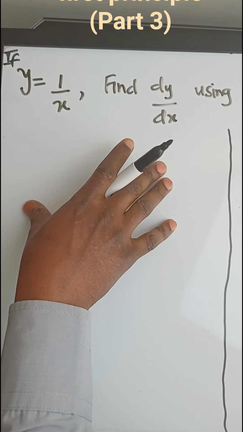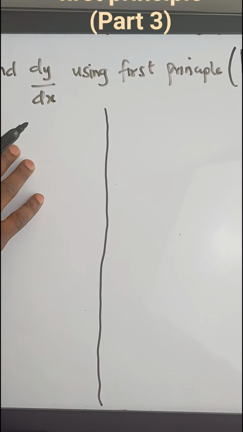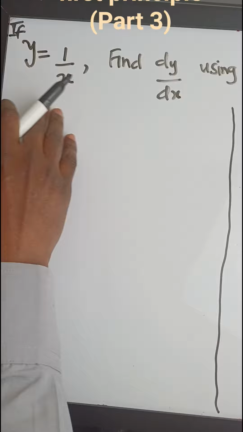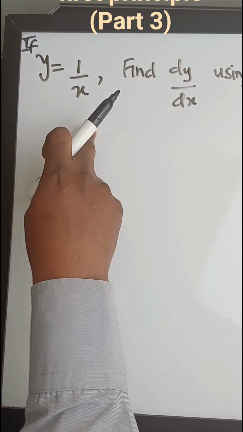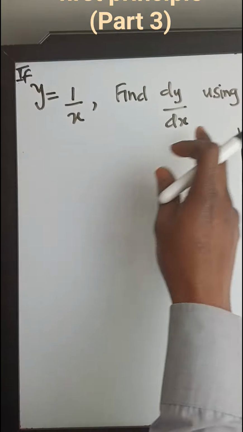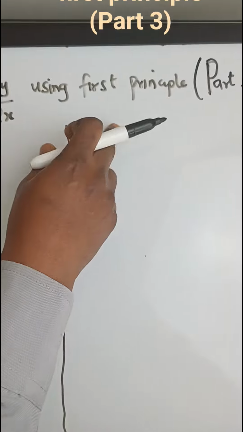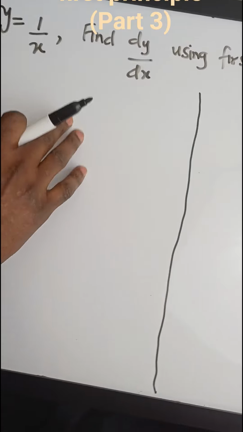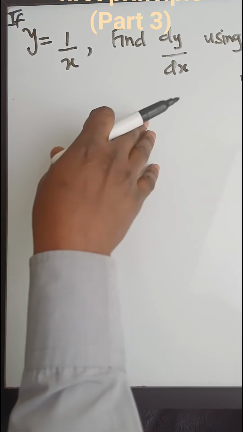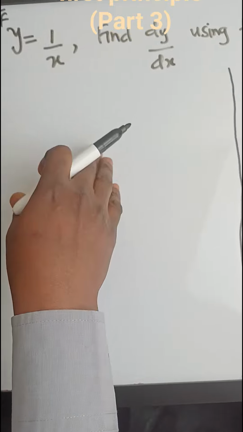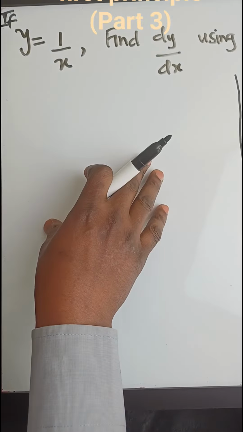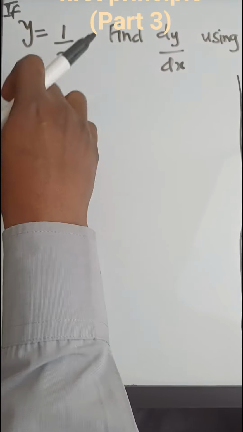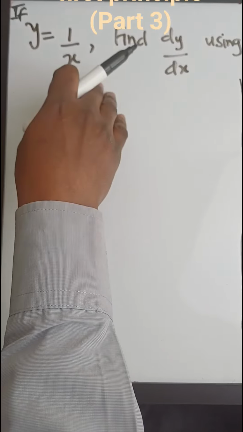Hi everyone, let's solve this problem. If y equals 1 over x, we find dy/dx using the first principle, and this is part 3. In part 1, we focus on limits. Part 2, we focus on Pascal's triangle. And this one, I want to show you how to differentiate a fraction.